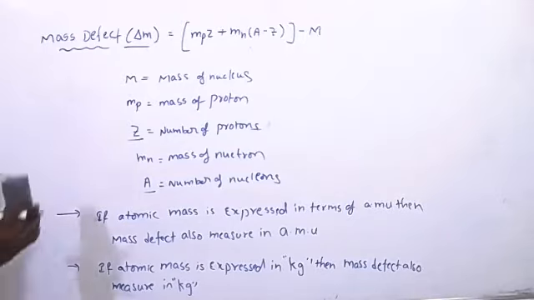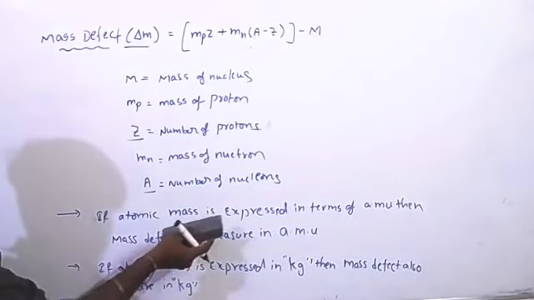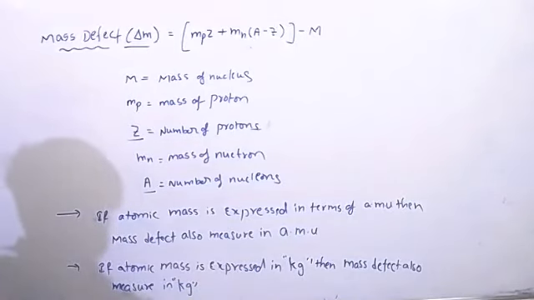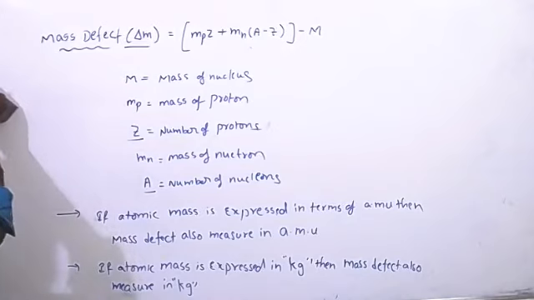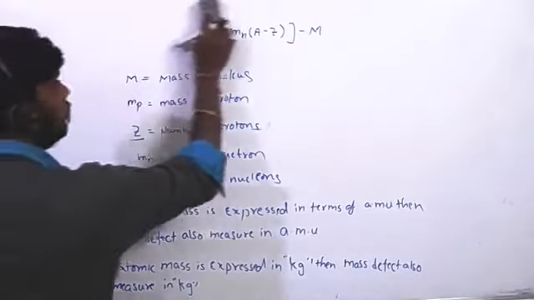This is the mass defect. So how do we measure it, in AMU or kg? If atomic mass is expressed in terms of AMU, AMU is nothing but atomic mass unit. Just wait, I will tell you what atomic mass unit is. So this is about mass defect. Next one.